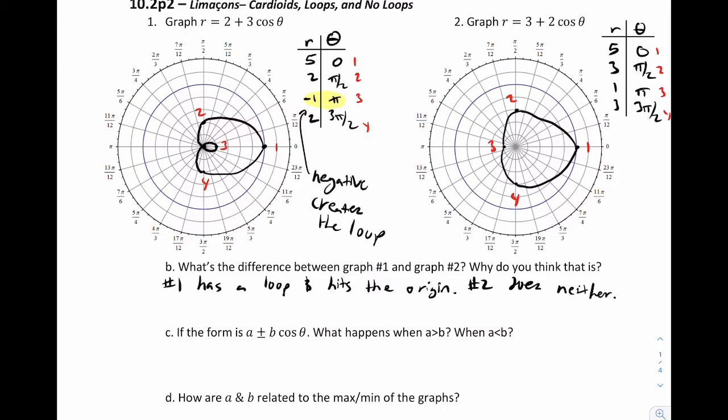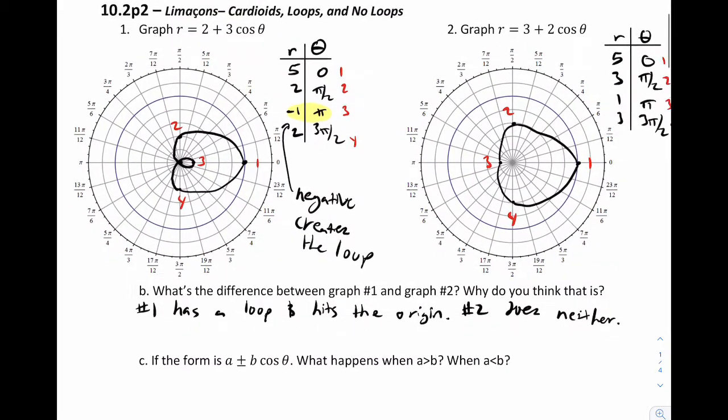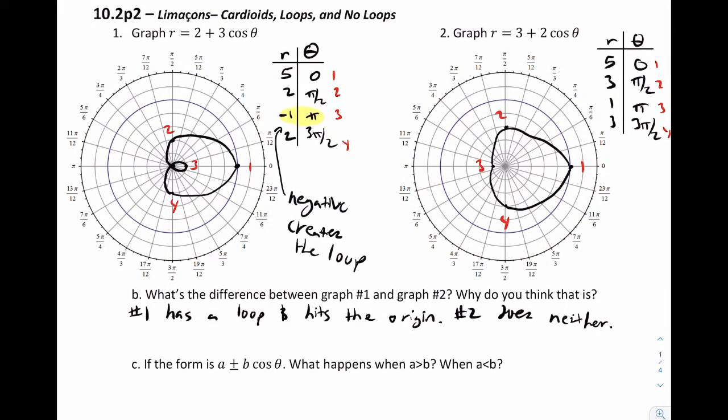Whereas if you look at this one on the right here, this has no potential to be negative. There's no possible way to make this expression negative, and you're seeing that right here, which means it will never loop. It can't even hit the origin because this thing can never be 0.